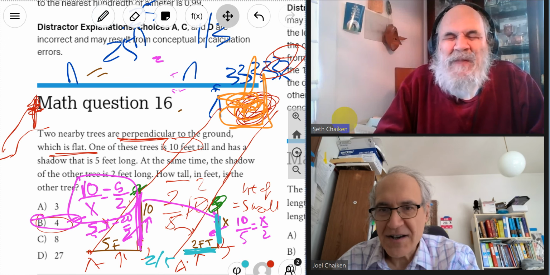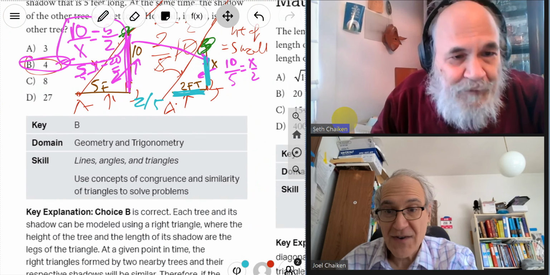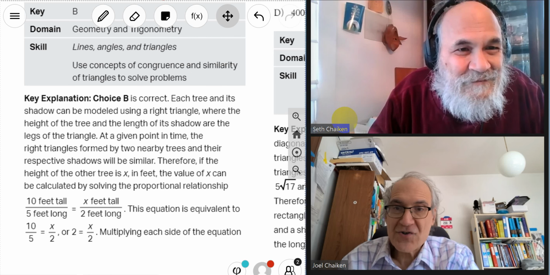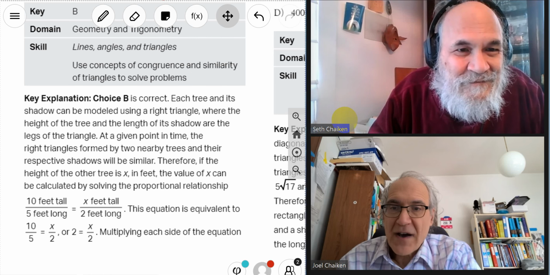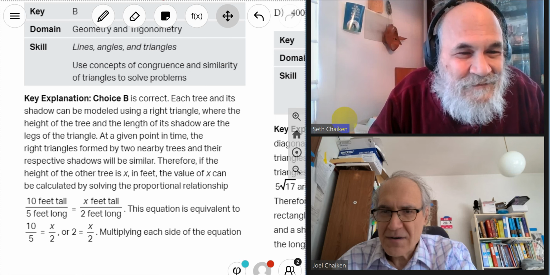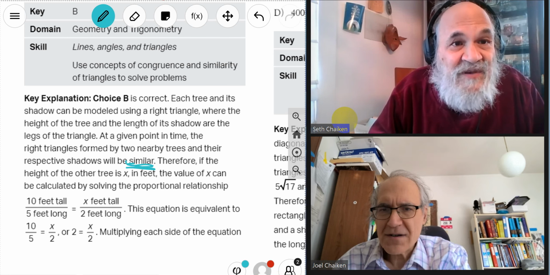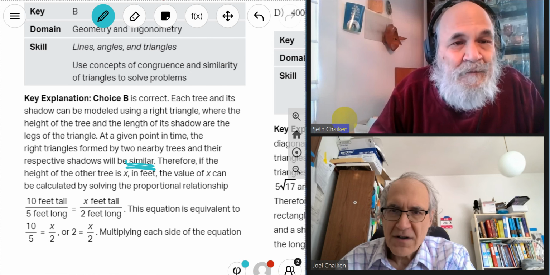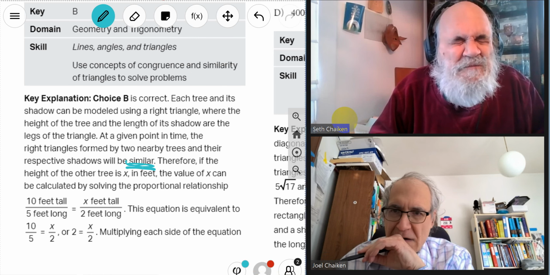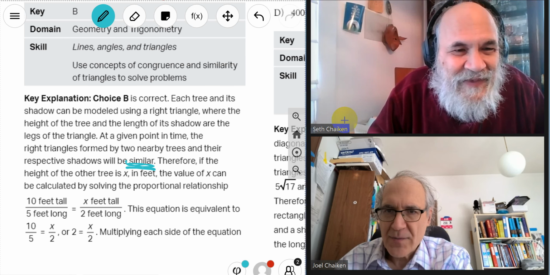We should look and see how they did it. Oh wow, look at this. Okay, they call it geometry and trigonometry. That's fancy. Okay, each tree and its shadow can be modeled using a right triangle. They don't mention that the triangles are similar, do they? They use concepts of congruence and similarity. So they're not using the concept of congruence. Their respective angles will be similar.